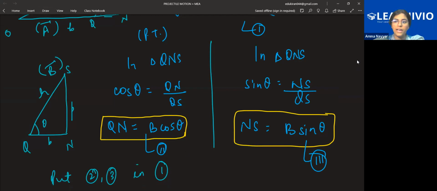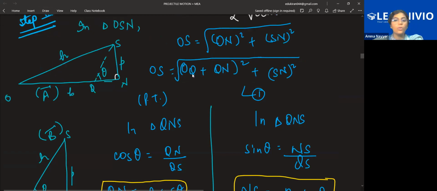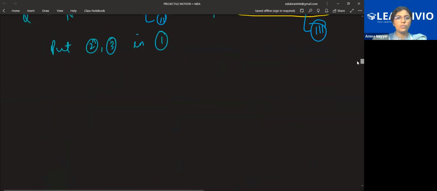Now we'll put these equations together. Now see what we have received. We had OS is equal to OQ plus QN plus SN. We already knew OQ was A. We have obtained the value of QN as B cos theta, and the value of SN as B sin theta. We can put all these values in this equation. Put 2 and 3 in 1. So if we put all these three values, the resultant would be C.